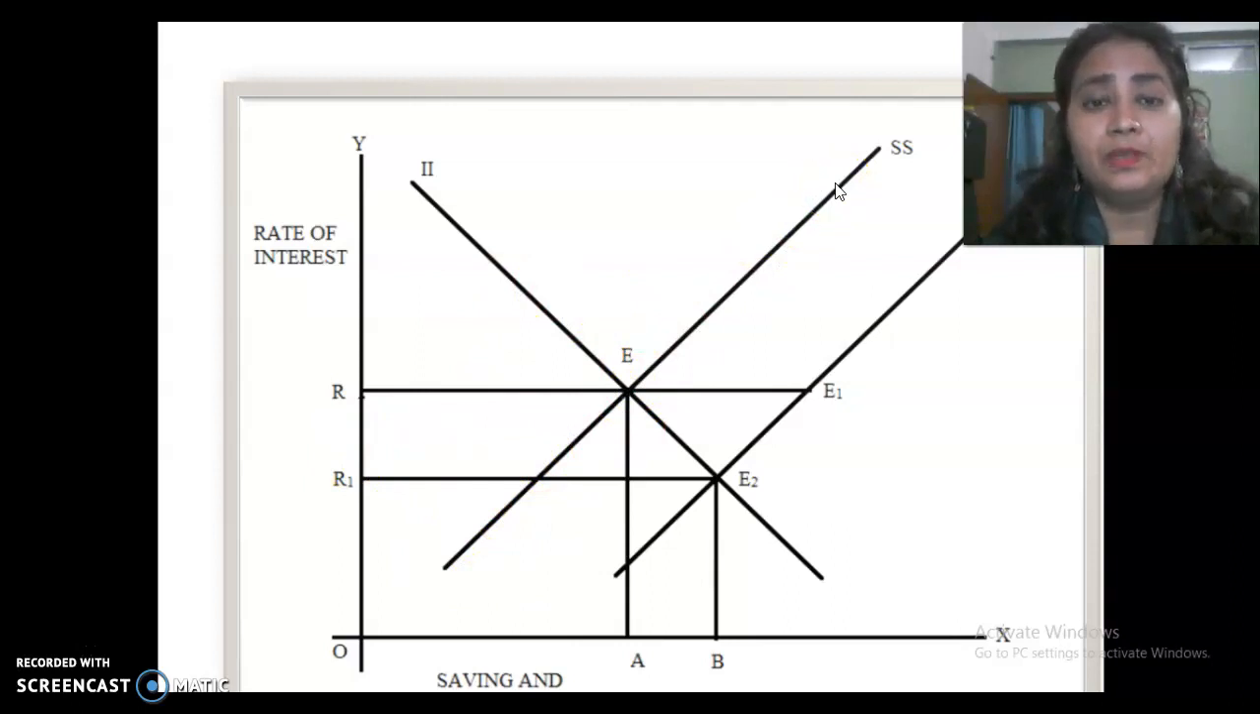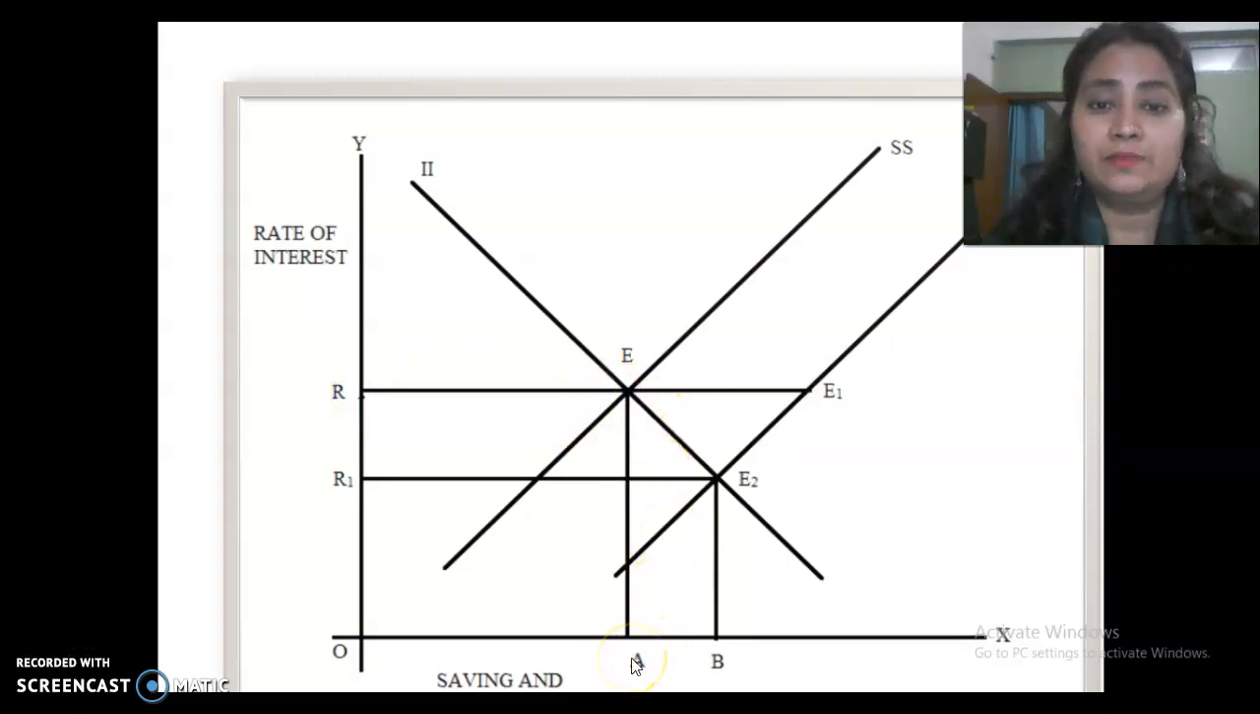Again, the investment curve has a negative slope. That means it is negatively related to the rate of interest. The higher the rate of interest, the less the investment, and vice versa. The intersection between savings and investment at point E determines the equilibrium rate of interest and equilibrium savings and investment.